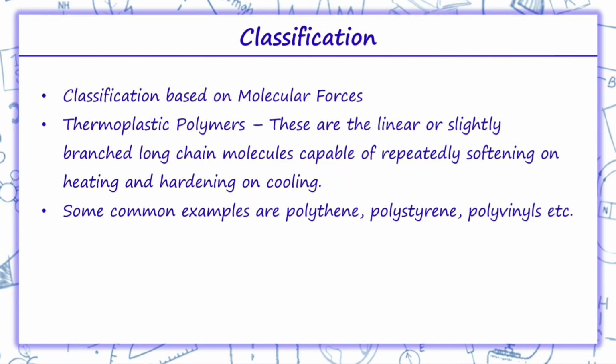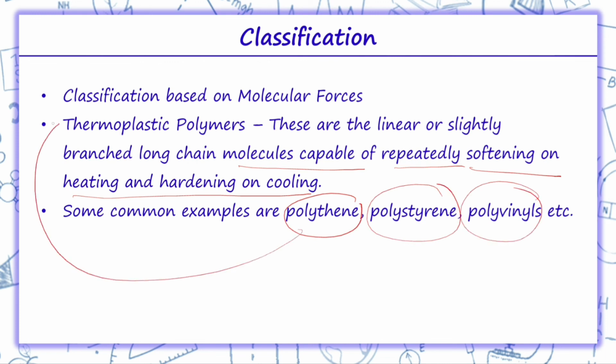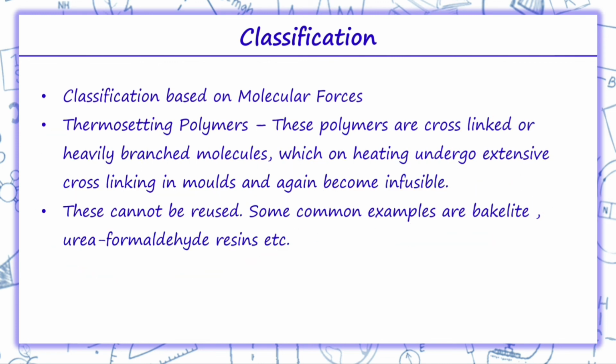Moving on to thermoplastic polymers. These are linear or slightly branched long chain polymers which are capable of repeatedly softening on heating and hardening on cooling. Polythene, polystyrenes, polyvinyls, these all are examples of thermoplastic polymers. Moving on to thermosetting. These polymers are cross-linked, heavily branched, which on heating undergo cross-linking in molds and again become infusible. So they cannot be reused. Examples of these polymers are bakelite, urea formaldehyde resins. So these all are examples of thermosetting polymers.